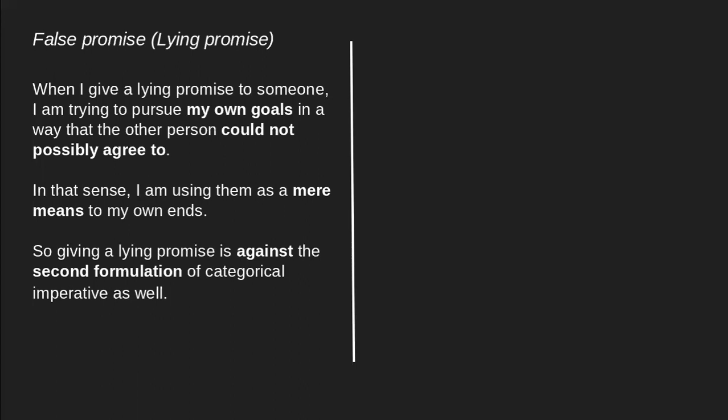I say as well because in the previous class, we talked about how the categorical imperative forbids lying promises using the first formulation, the universal law formulation. In that formulation, we saw how universalization of lying promises creates a contradiction in terms, a conceptual contradiction. If you want to remember it, you can go back to our previous video and remind yourself how that formulation forbids lying promises. But now we are seeing that the lying promise, Kant's own example, is also forbidden by the second formulation of the categorical imperative, the humanity formulation.